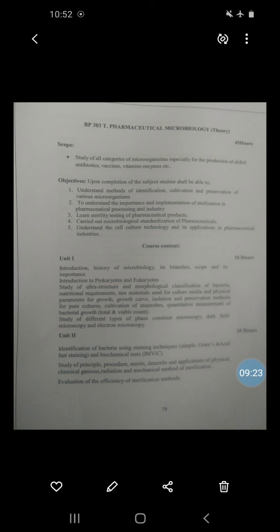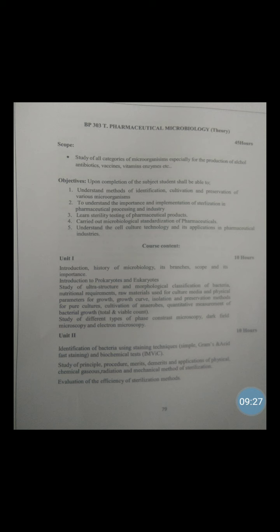Then the sintered glass filters are available in several different porosities, it means having different pore sizes. But for filtration sterilization, the grade 5 must be used.